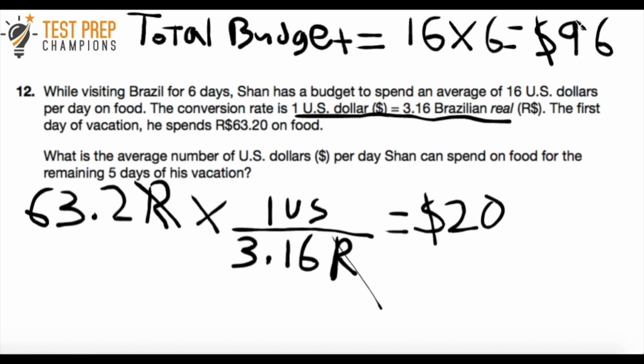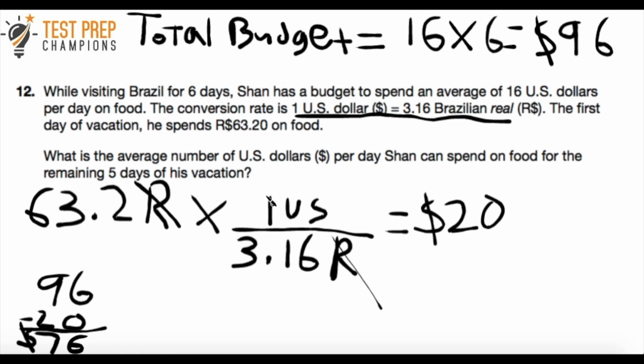So we know the total budget, right? Based off of that initial sentence, it tells us that if you spend $16 a day on average for 6 days, that would be $96. But he already spent 20 on the first day. So let's see what he would then have left for the rest of the week. To do that, we would do 96 minus 20. 6 minus 0, we just bring the 6 down, and 9 minus 2 is 7. So he has $76 total budget now left after that first day.